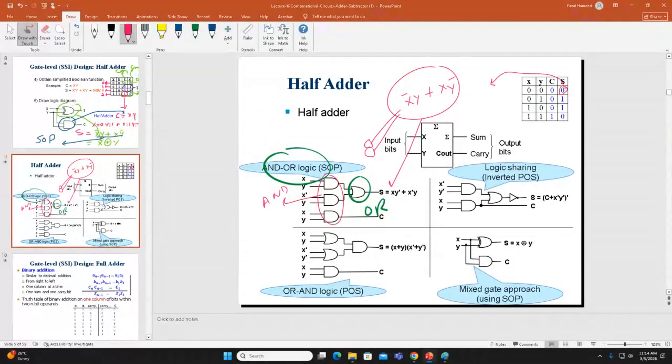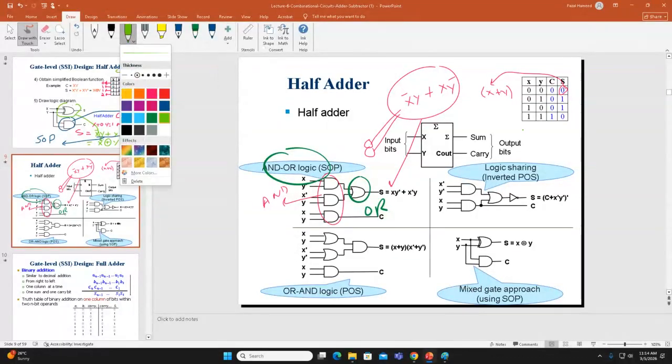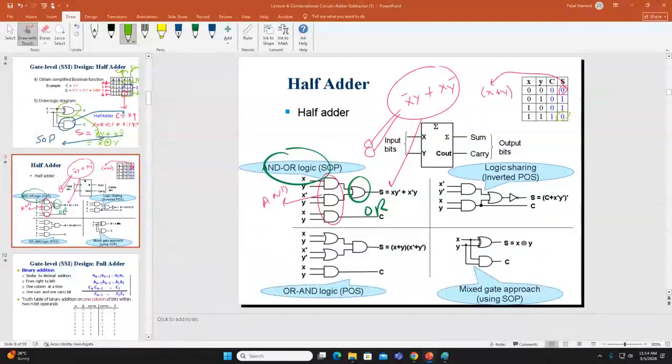So can you see here? This is actually for the POS implementation. This thing is actually x plus y, and now I'm using the green color. So can you see here the green color? And what is the value for this? Anyone help me? x bar plus y bar. Yes, x bar plus y bar.